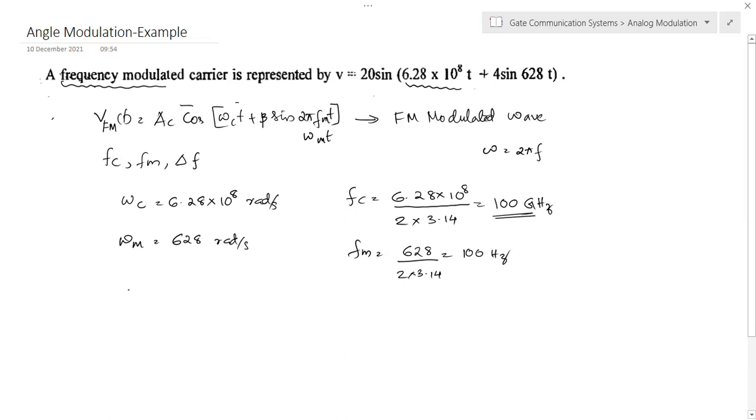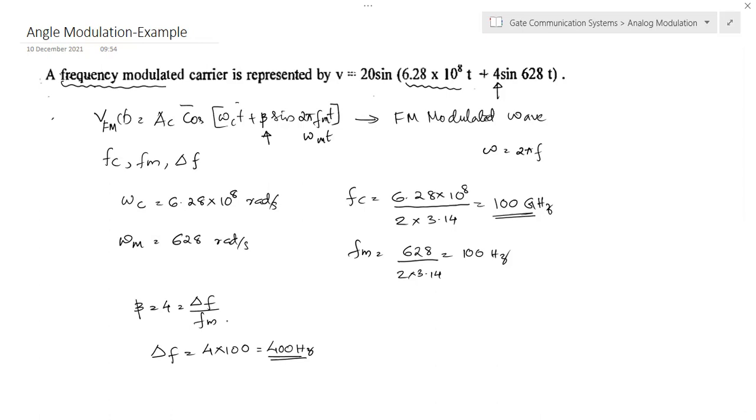Now we can find beta, or the frequency deviation. So beta is given by 4. If you observe here, omega ct plus beta, so here this is beta. Okay. So you can write it is 4, or you can write there is a relation for beta, that is delta f by fm. So we know fm and beta. From this you can calculate the frequency deviation, that is 4 into 100. So you'll get 400 hertz. So this is the frequency deviation, and in the next lecture we will discuss some details about the FM signal, and we'll do more problems.